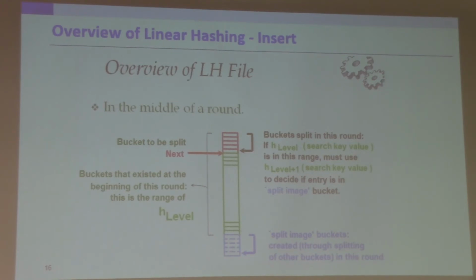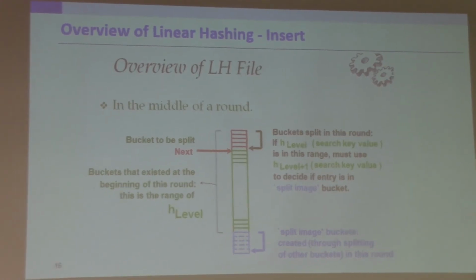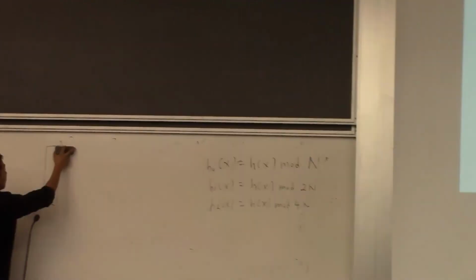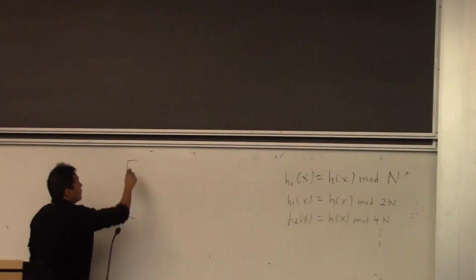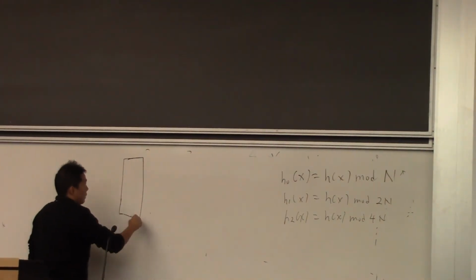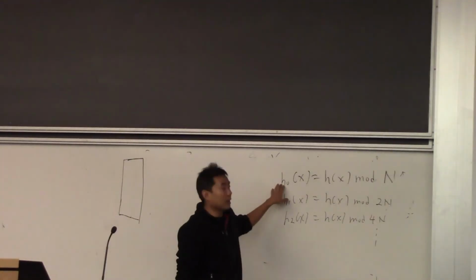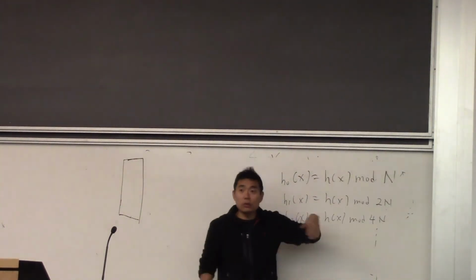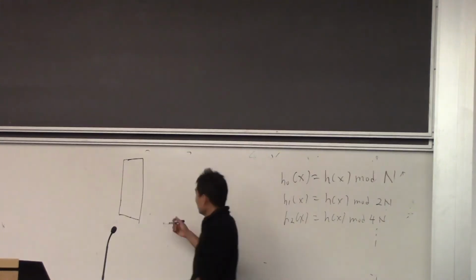So you no longer have directory entries. Compared to extendable hashing, you have to maintain those directory entries, right? No, you no longer need to maintain them anymore. All you need to maintain is a set of buckets. Initially, how many buckets do you have? Well, given that the first hash function h0(x) is h(x) mod n, you know you have n buckets to begin with.